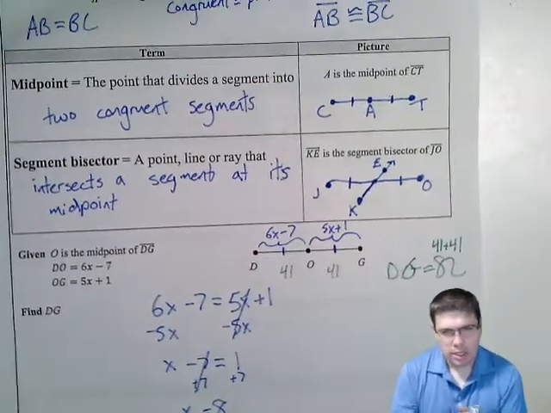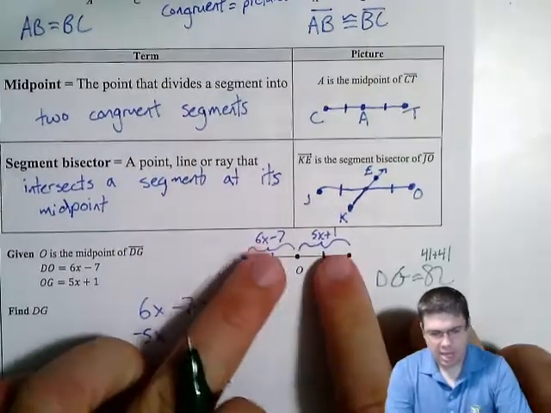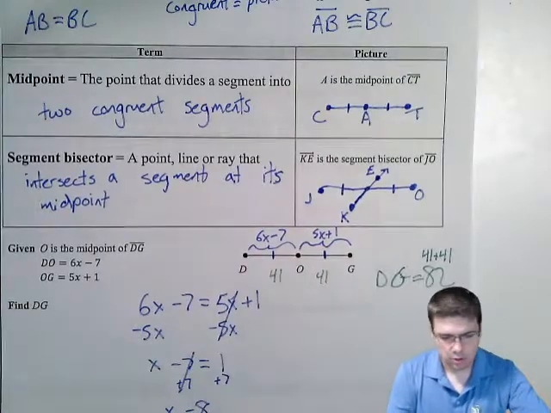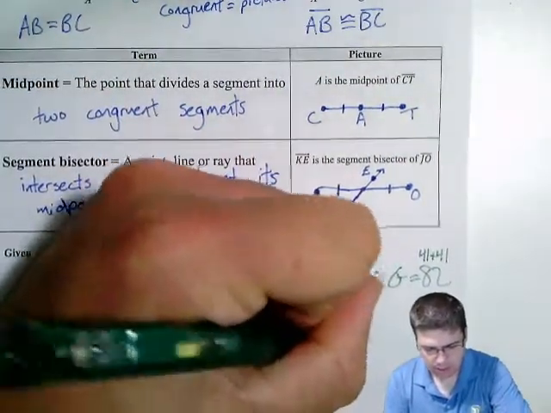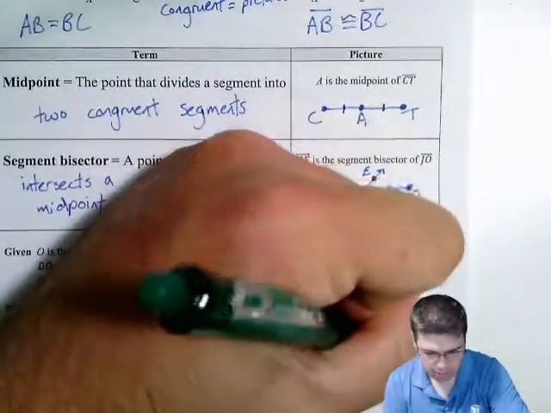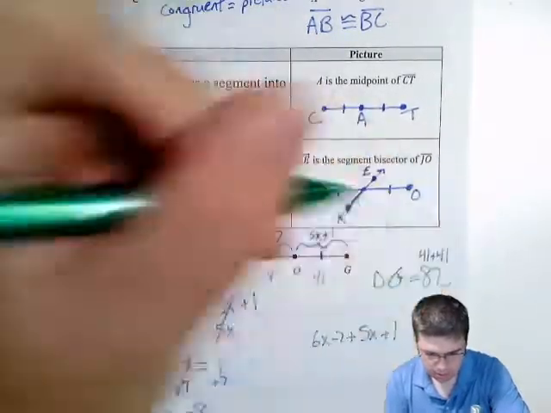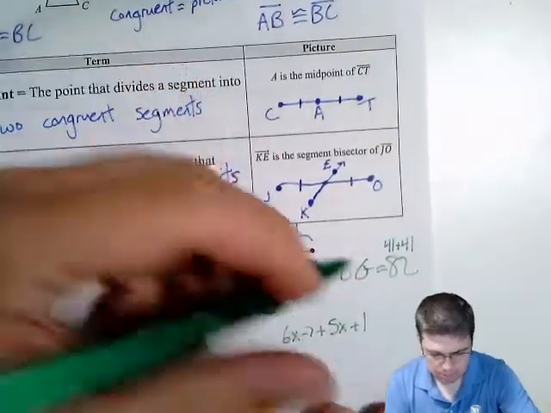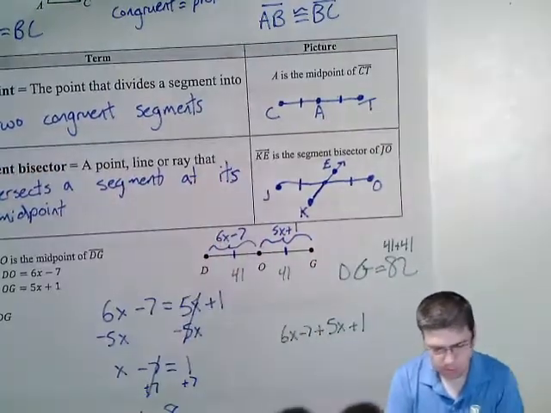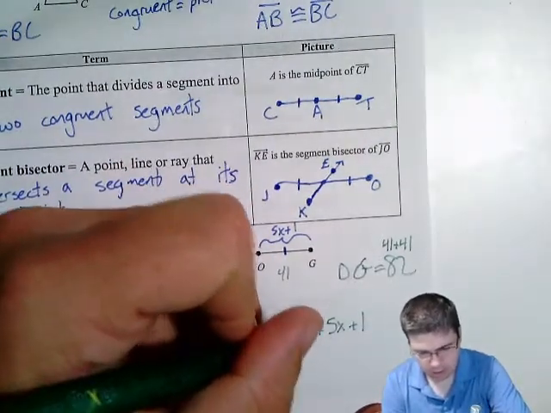You also could have done this a little differently. You could have actually added those first. So let me show that alternative here. You could have said, oh, well, the total length would be 6x minus 7 plus 5x plus 1. And if I add that all together, sorry, I should probably put those in parentheses. It doesn't matter with plus, but you've got to be careful with that.